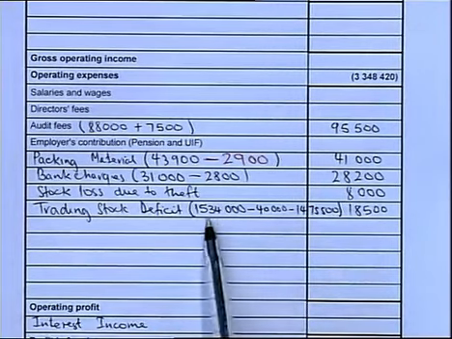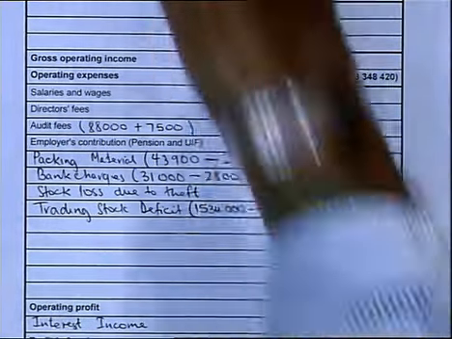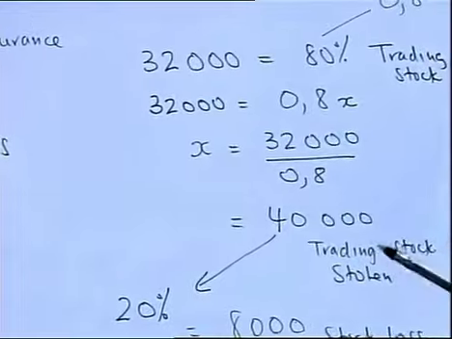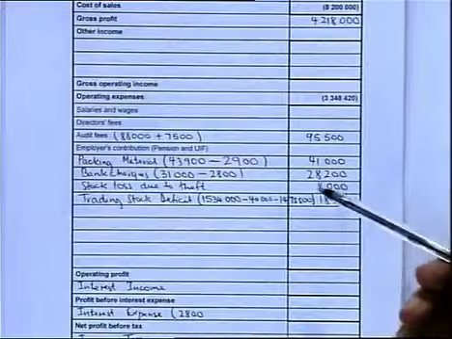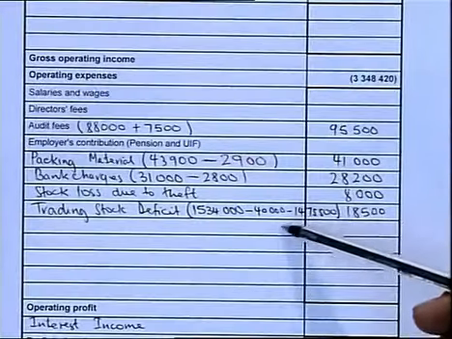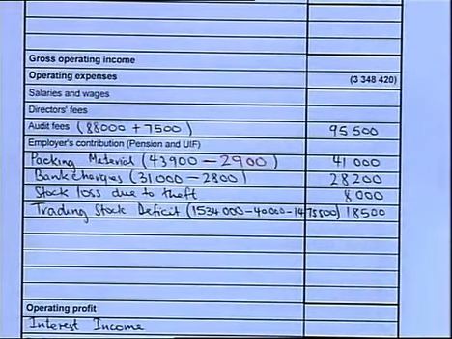Okay, so again, the 1,534,000 is the value of the trading stock in the trial balance. The 40,000 comes from the previous adjustment, where we had to calculate the total of the trading stock that was stolen. That we have to deduct from the trading stock, and then we minus the amount on hand to get the trading stock deficit.